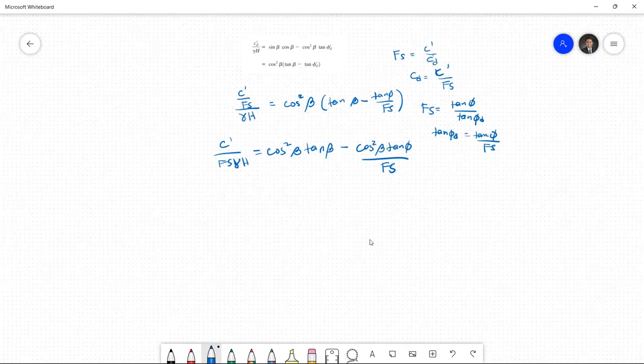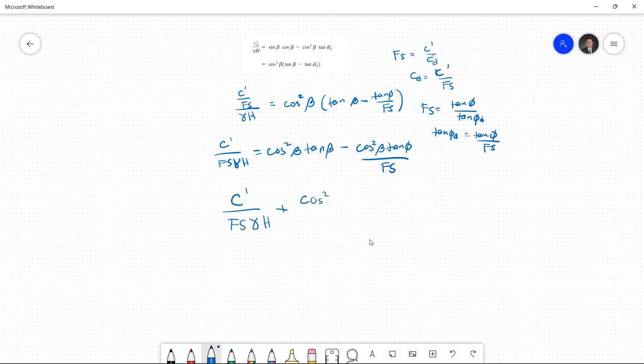Okay, then we need to factor out, lahat ng may factor of safety, lahat ng may Fs. So we have here C prime over Fs gamma H plus cosine squared beta tangent phi over Fs is equals to cosine squared beta tangent beta. So ito, nilipat ko lang sa kabila. Okay?